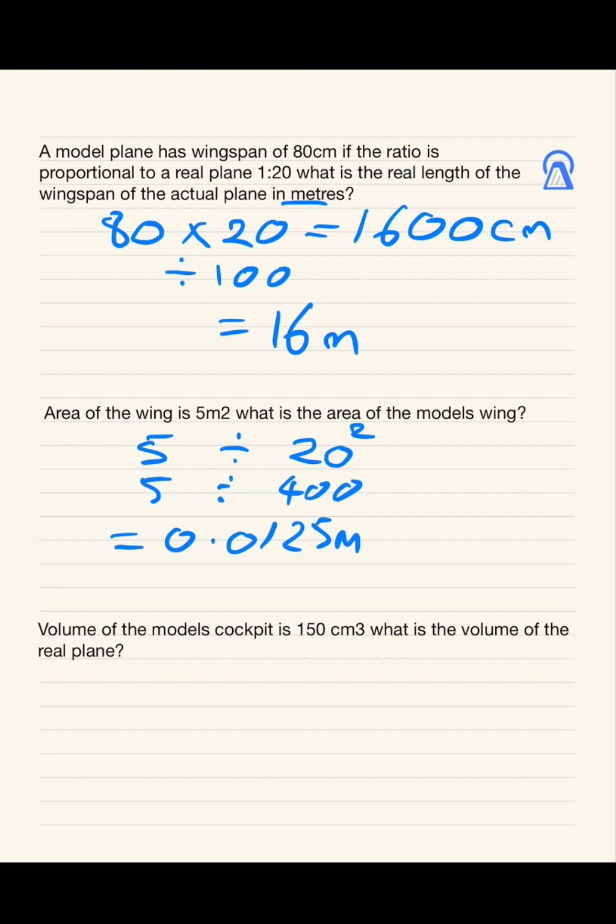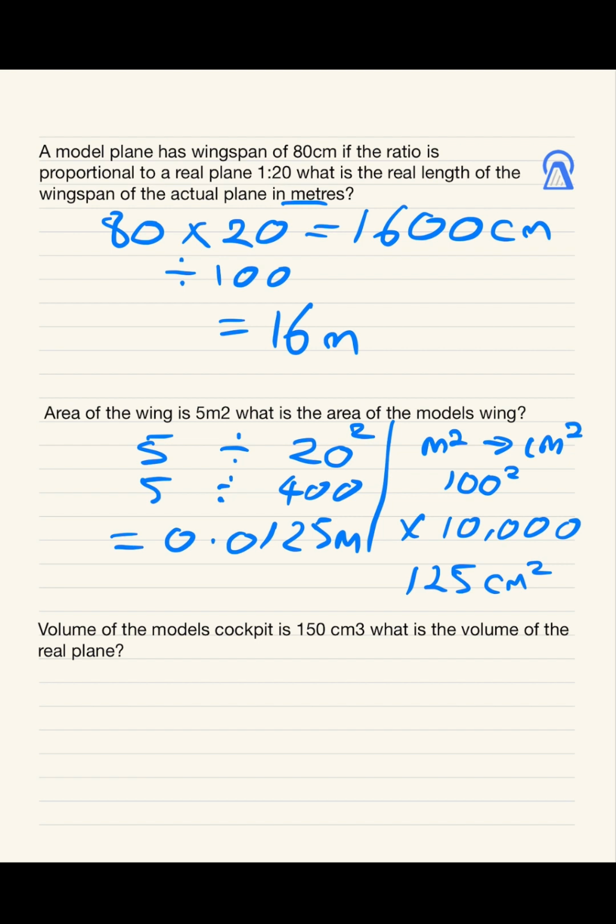And I can leave my answer like that, but let's just show you how to convert whilst we're here. So let's say the answer wanted it in centimeters instead. To go from square meters to square centimeters, as we already said, there's 100 centimeters in a meter. But if we're looking at area, we've also got to think about squaring that, because that's essentially another scale factor. So 100 squared is going to give us 10,000. So if we multiply our answer by 10,000, we'll end up with 125 centimeters squared as the area of our model plane.